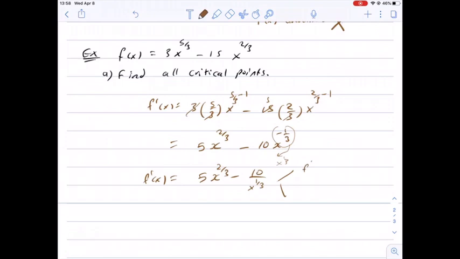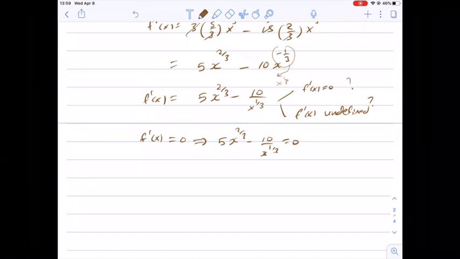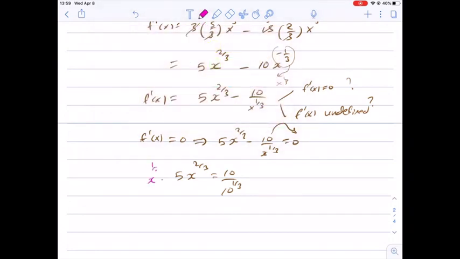So this derivative is equal to 0, or the derivative is undefined. This way we can determine the critical points. Let's start with the first case. If f prime of x equals 0, then 5x to 2/3 minus 10 over x to 1/3 equals 0. And then we can bring this to the right hand side. We get 5x to 2/3 equals 10 over x to 1/3. Now let's multiply both sides by x to 1/3 to get rid of this denominator.